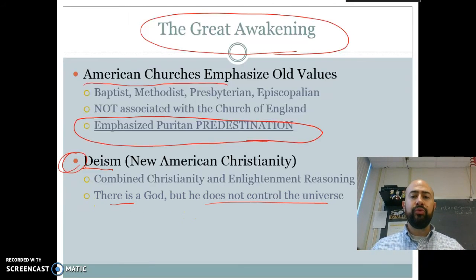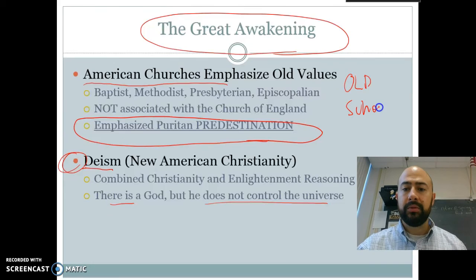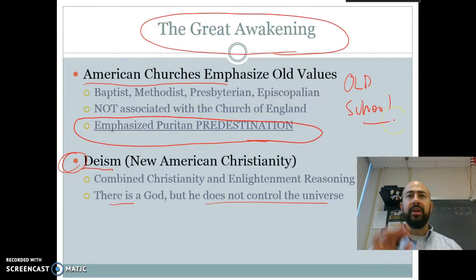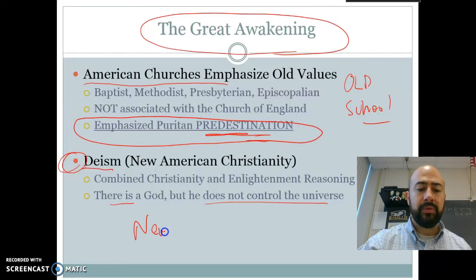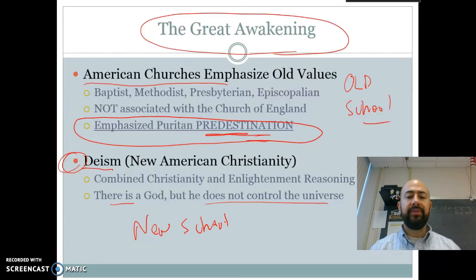So we get these two new schools of churches out of the Great Awakening in reaction to the Enlightenment. The first school is your old school style of thought that said the Enlightenment is bogus, don't listen to it, it's predestination and God that's going to determine your fate. And then there's the new school that says, yeah, there is a God, but he actually doesn't control the universe. And we should still worship him, and we should still go to church, and that's still a valuable part of our life, but it shouldn't be the only part of our life.